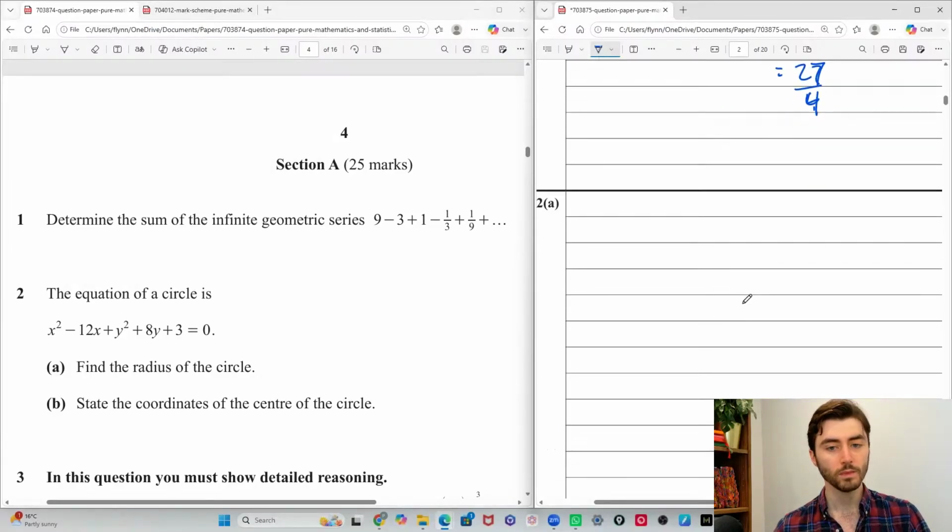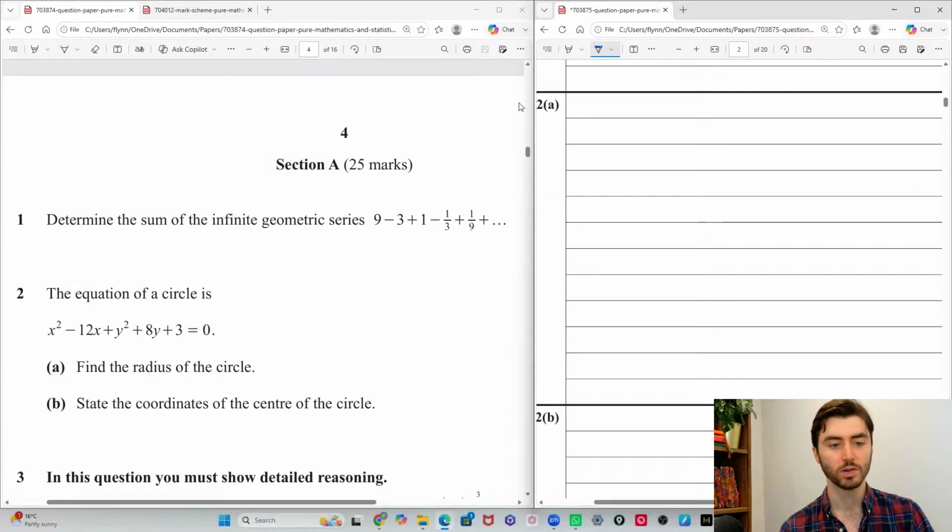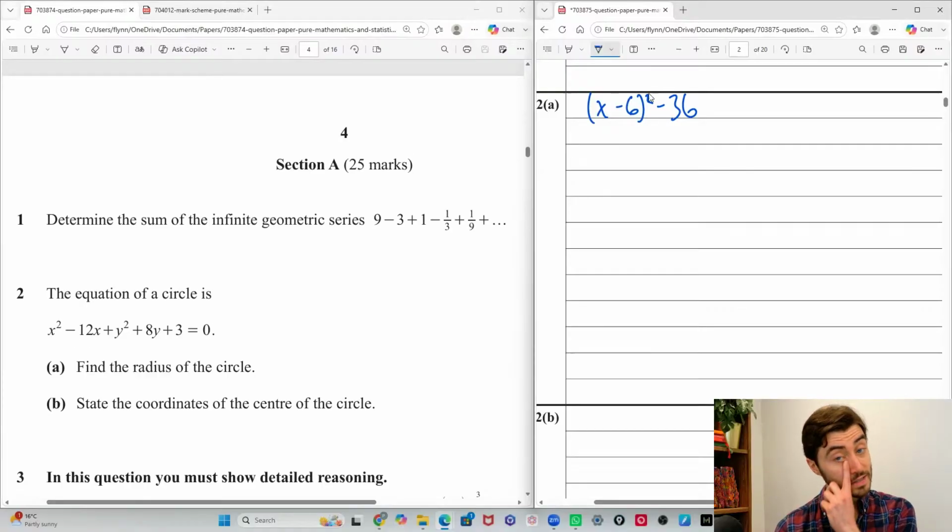Okay. Question 2, we have an equation of a circle. All we have to do is to complete the square on the x and the y. So taking that divided by 2 gives you your -6. You square that for 36 and subtract. (y + 4)² - 16.